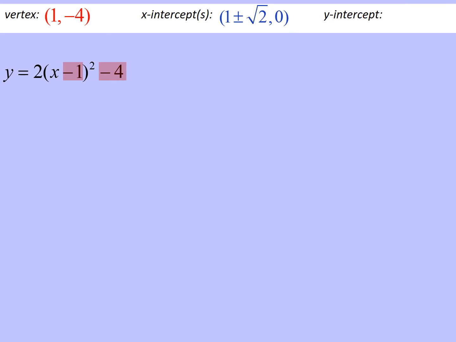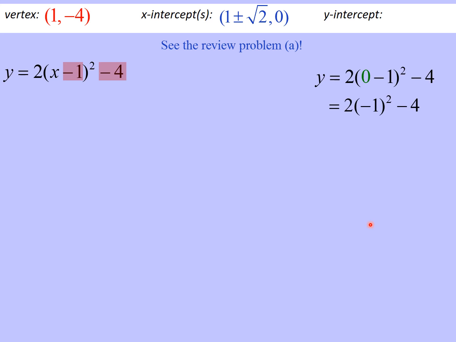We actually found the intercepts in the warm-up. So that's 1 plus or minus the square root of 2. And because it is an x-intercept, we need an x value, so the y value is 0. Now what's the y-intercept? Well, the y-intercept is when you let x equal 0 because we're trying to get a value for y. And when we simplify this, we get y is equal to negative 2.